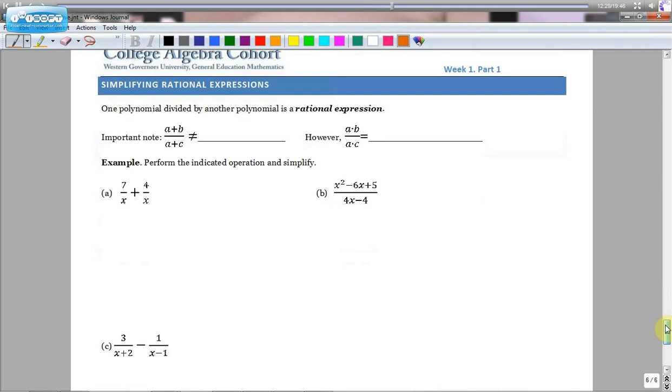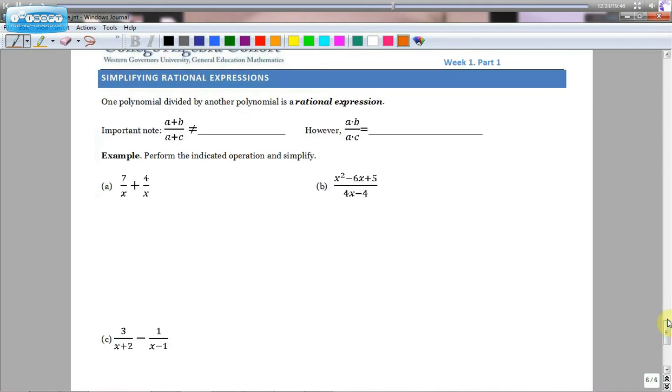Okay, the last thing that we wanted to look at in this lesson is simplifying a rational expression. One polynomial divided by another polynomial is called a rational expression. So an important note when simplifying them, if you have a plus b over a plus c, do not make the common mistake of crossing out the a's and saying that this is equal to b over c. This does not work. If it does, it's an exception to the rule.